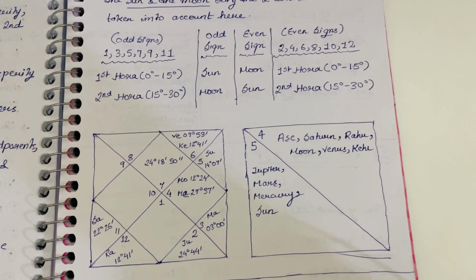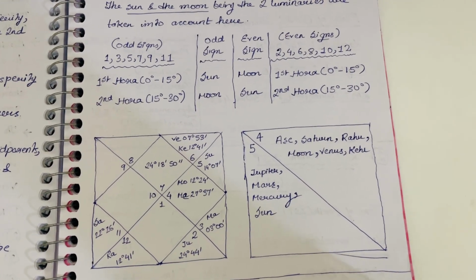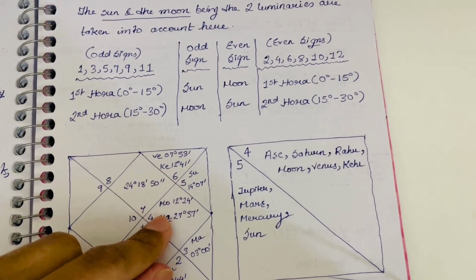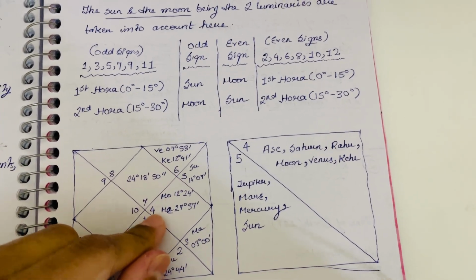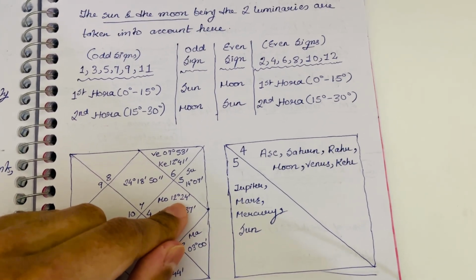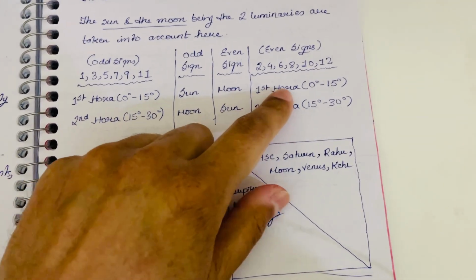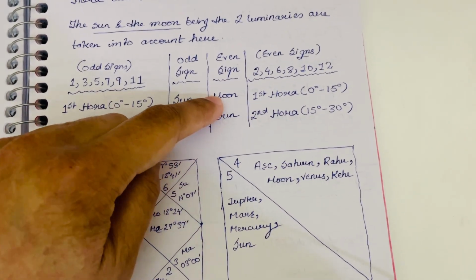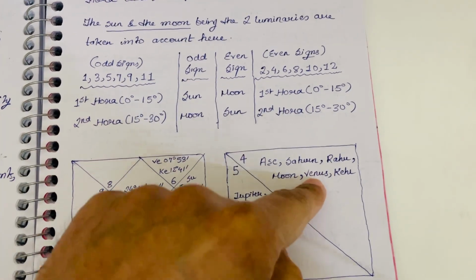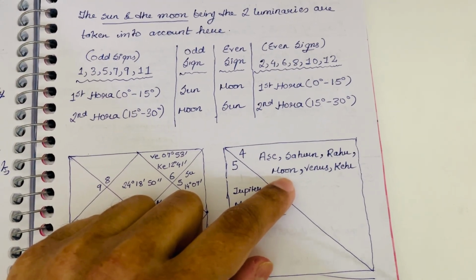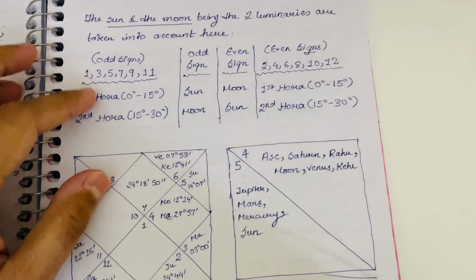Then let's come to Moon. Moon is in the sign of Cancer in the D1 chart. So the Moon and Mercury both are in the sign of Cancer in the D1 chart. So we are considering the even sign. Moon's longitude is 12 degree 24 minutes. 12 degree 24 minutes is falling in the first Hora ruled by Moon. So Moon goes to Moon only. So Moon gets placed in the sign of Cancer in the Hora chart.